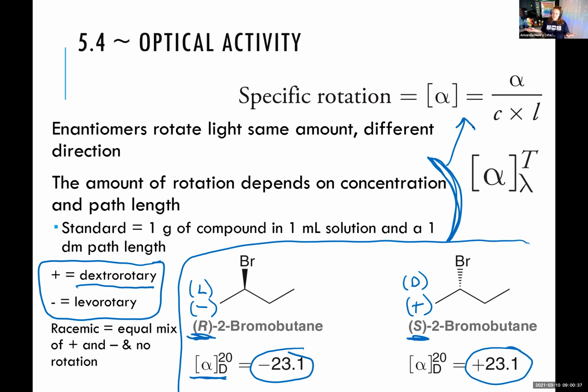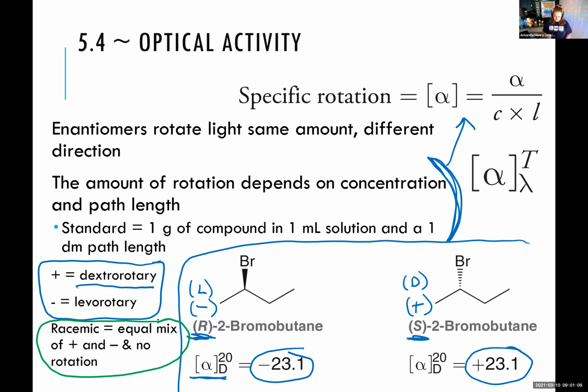If we have an equal mixture of R and S, it won't rotate the light. So if we have our light going through and the S wants to rotate it 23 degrees this way, the R wants to rotate it 23 degrees this way, but we have an equal mixture of the two, they cancel each other out. And so this last little blurb down here says that if we have an equal mixture of plus and minus, then we will get no rotation.